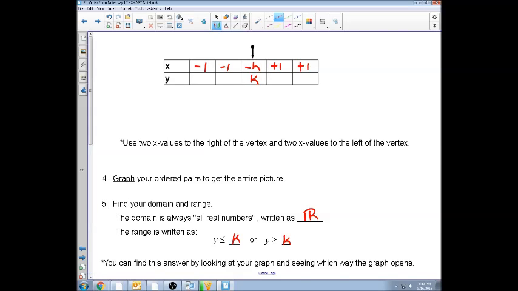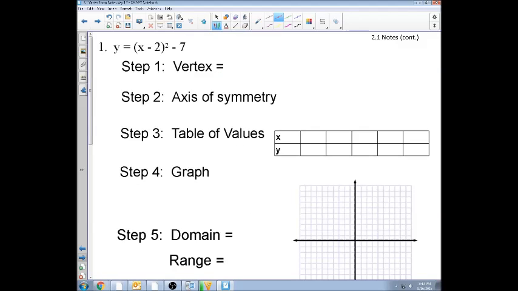Let's move on to the next page. So let's get into a problem. Problem number 1. What would our vertex be?